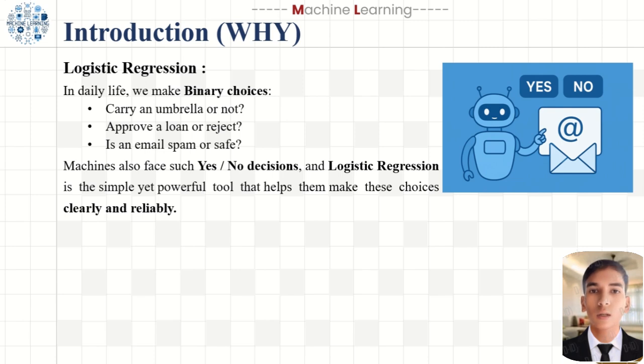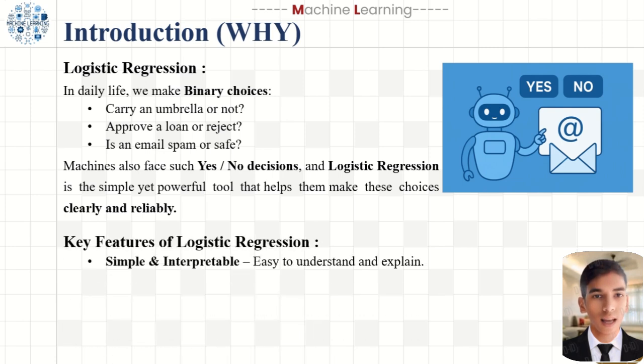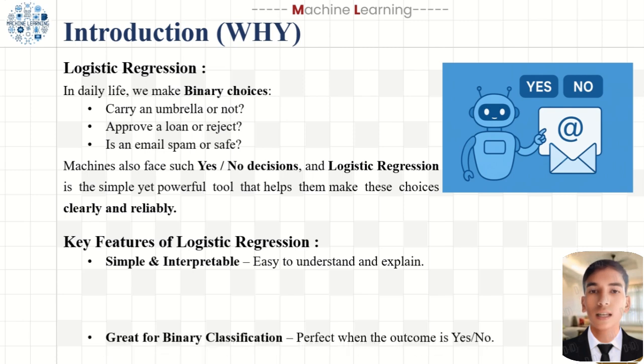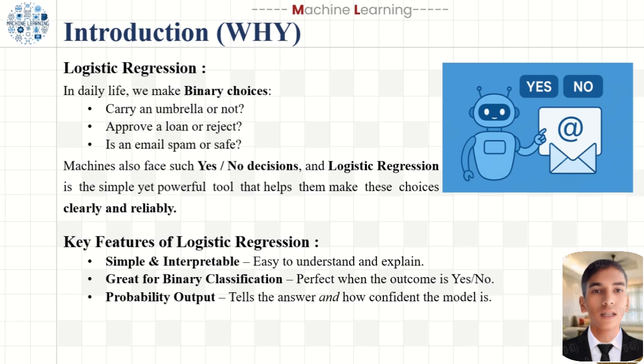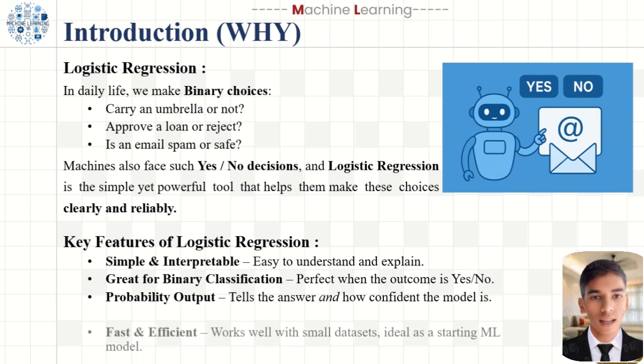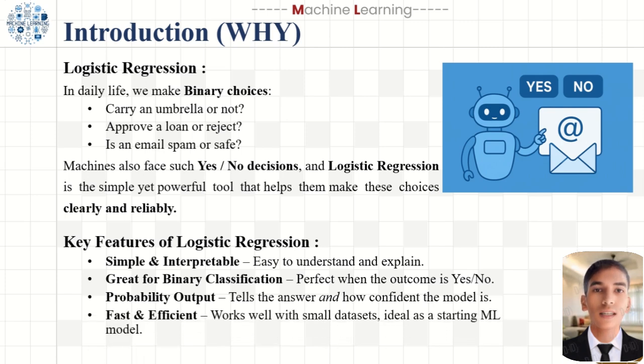It is valuable for a few reasons. First, it is simple and easy to understand. You can clearly see why the model made a decision. Second, it works really well for binary classification problems like true or false, yes or no, 0 or 1. Third, it doesn't just give a fixed answer. It also provides a probability. For example, instead of just saying yes, it will rain, it can say there is a 75% chance of rain. Finally, it is fast and efficient. That makes it a great starting point in many situations.